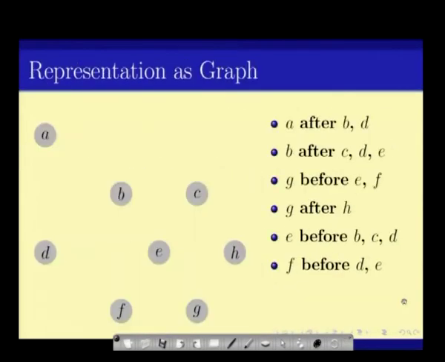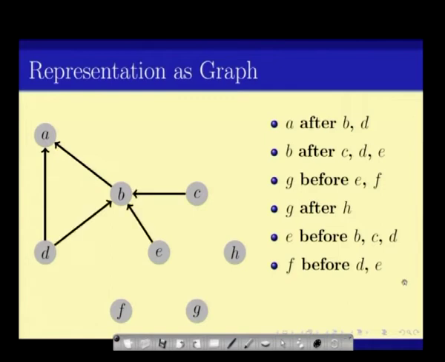Now, how do we do it? Here is a very interesting representation in the form of a graph. So, what do we do? For each of the jobs, we make a node, say A, B, C, D, E, F, G, H. Now, let us see. Here is the set of rules. The first one says that A comes after B and D. So, what we do is draw an edge from B to A and an edge from D to A. An edge from B to A indicates that B has to be done before A, or A has to be done after B.